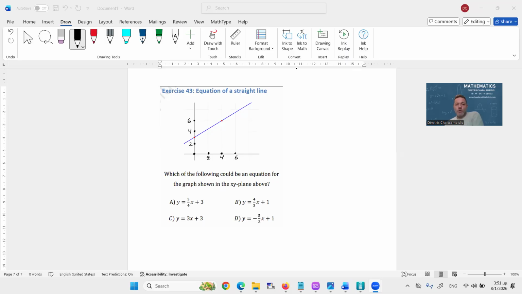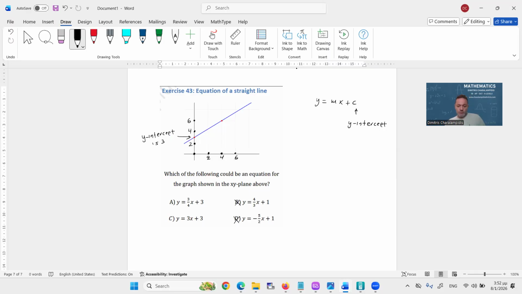since all of the suggested answers A, B, C, and D are written in the slope-intercept form, in the form mx plus c, where c, as we know, is the y-intercept. But we can also see from the given graph that the y-intercept is 3, which means that we are definitely between A and C, and B and D should be rejected.